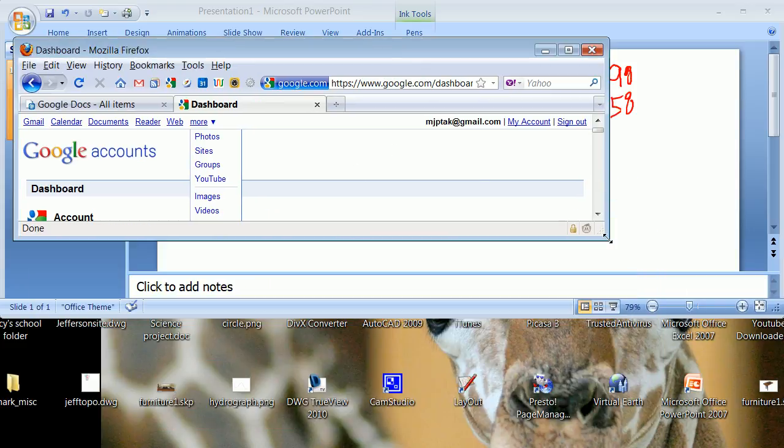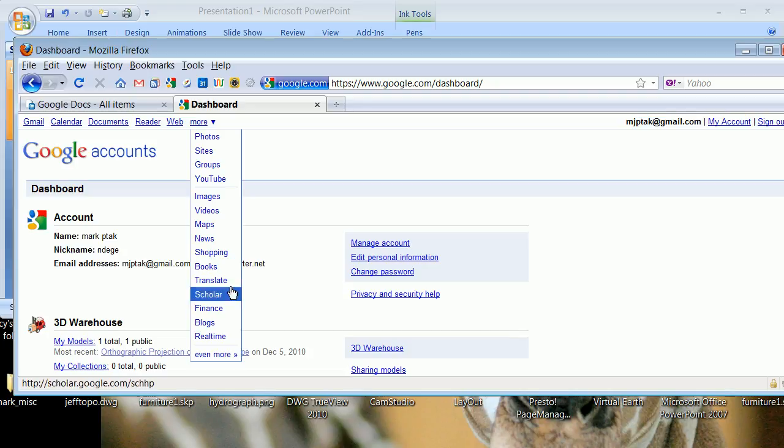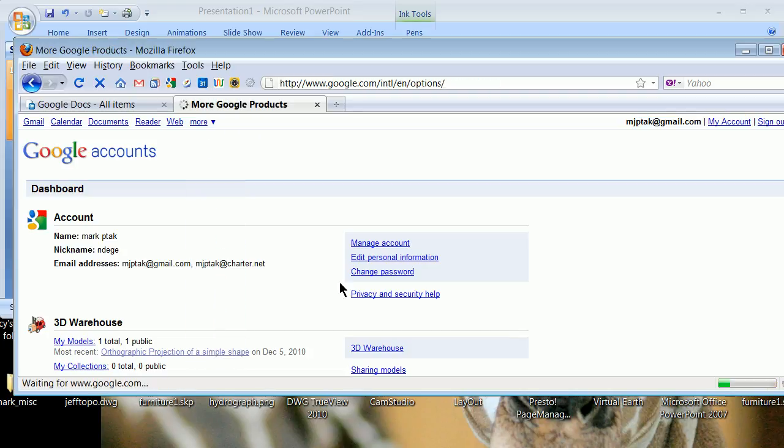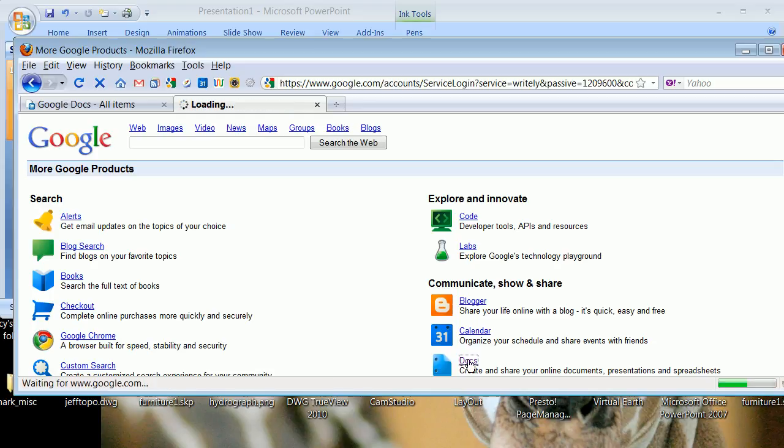So let me zoom around here and try to find that document now. So don't want to do there. I want to go to even more. Go back to my documents.